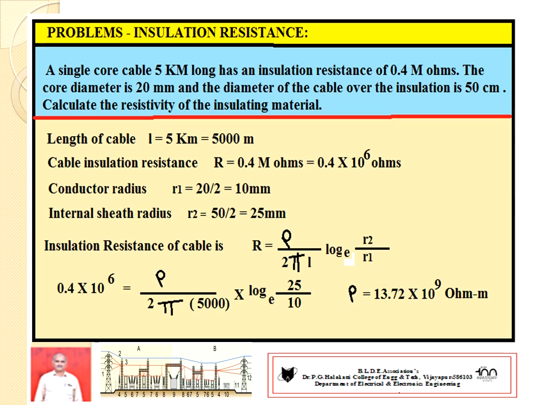Hence the insulation resistance of the cable, it is known that R equal to rho divided by 2 pi L log e R2 by R1. You substitute all the values, then resistivity equal to 13.72 into 10 to the power of 9 ohm meters.